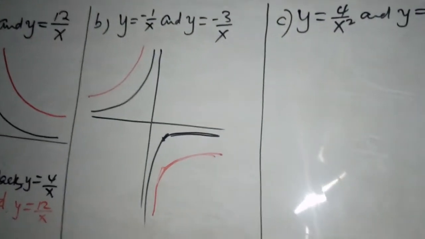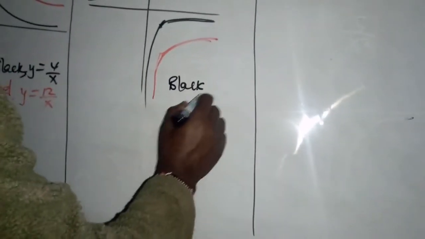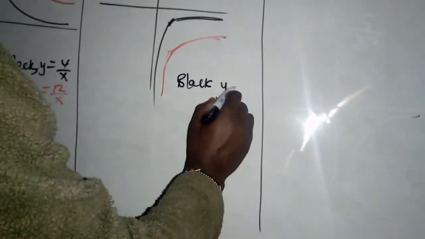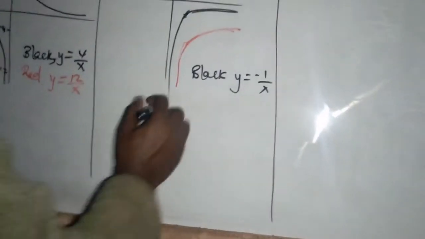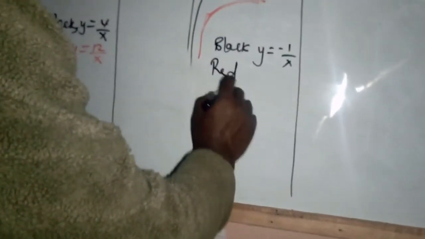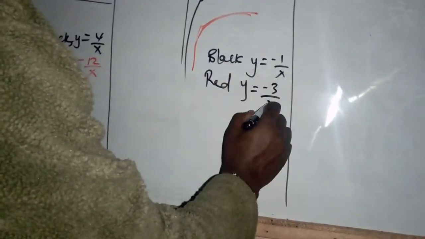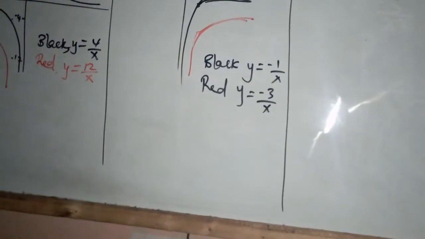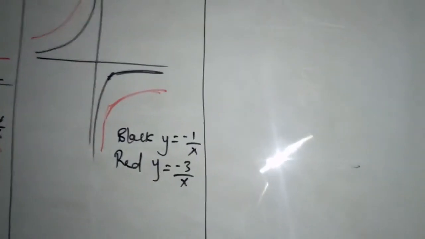And you can see the black one is the graph of y equals negative 1 over x. The red one is the graph of y equals negative 3 over x. Note the difference. Let's go to part C.